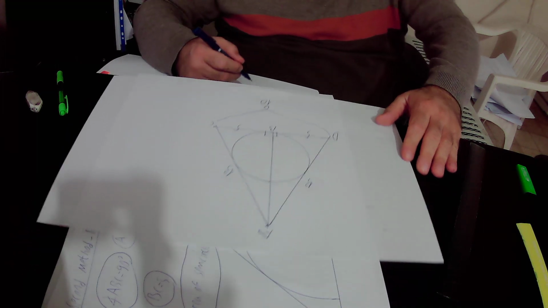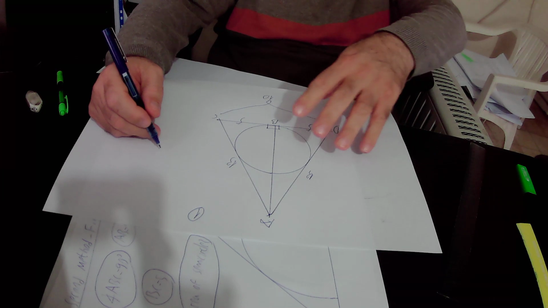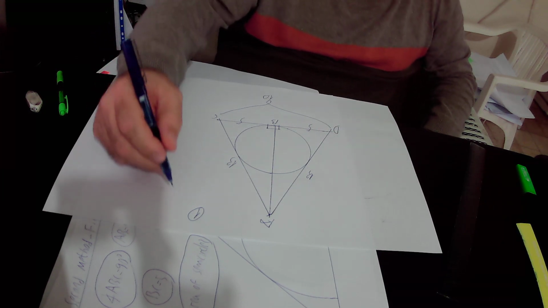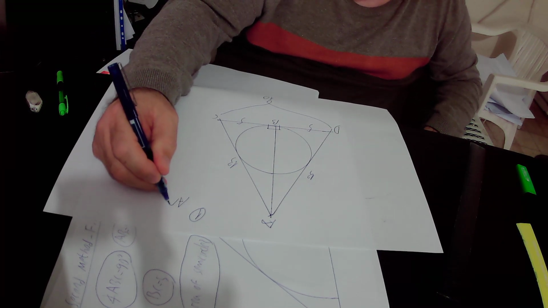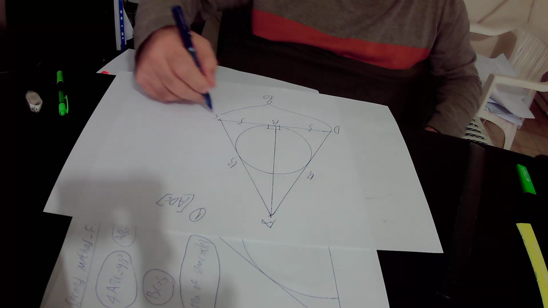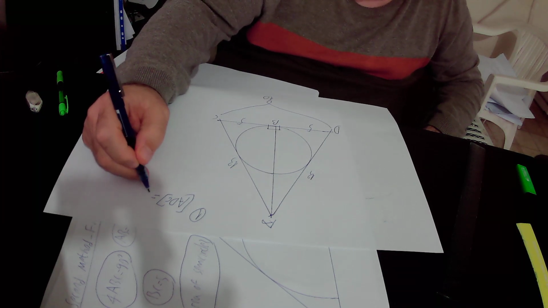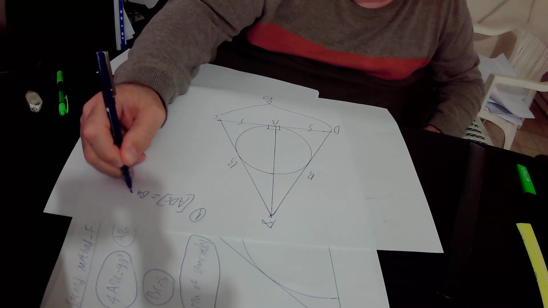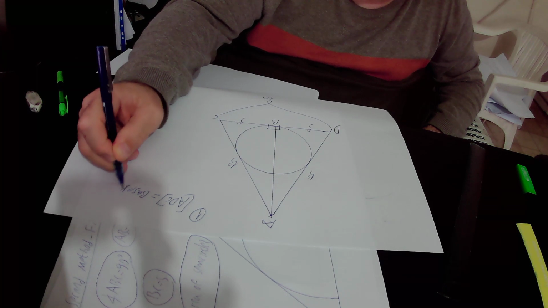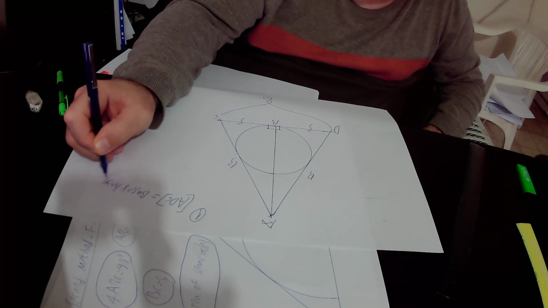And the area of this triangle ADC, the area of any triangle, equals the base of the triangle times the height to the base over 2.